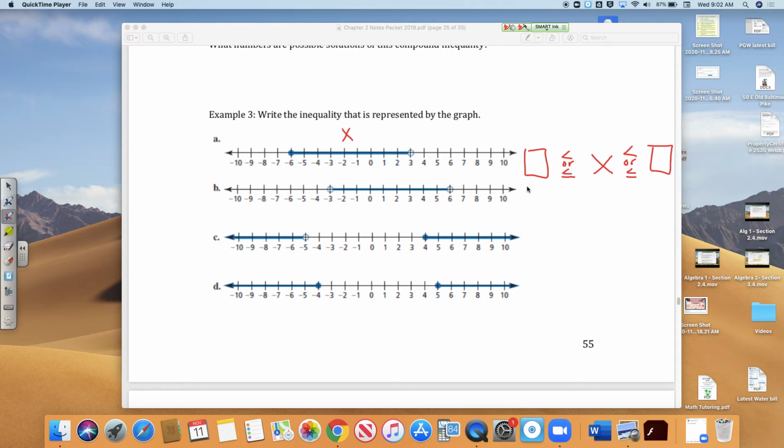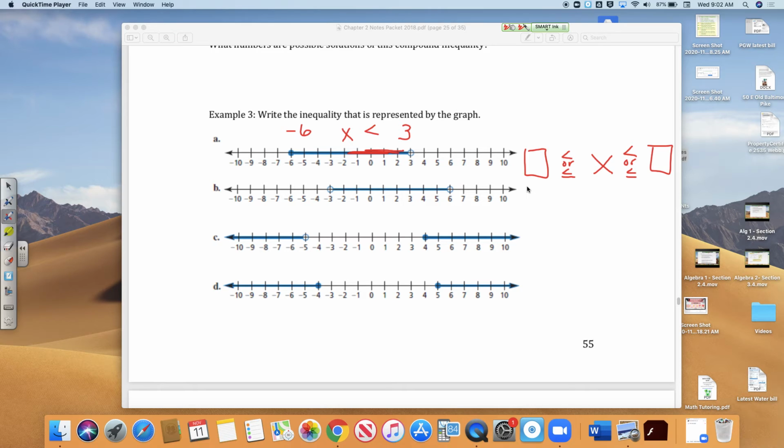The endpoint for this one is -6, the endpoint for this one is 3. And then you have to figure out what symbols would go there to make sense. And then to figure that out, you look at the circles. Let's start with the 3 first. This graph is showing an open circle at 3, and the solutions are to the left of it. What symbol shows that it's an open circle with solutions to the left of it? Molly? Less than. Less than. So this is going to be a less than symbol.